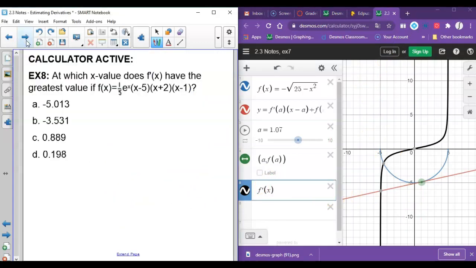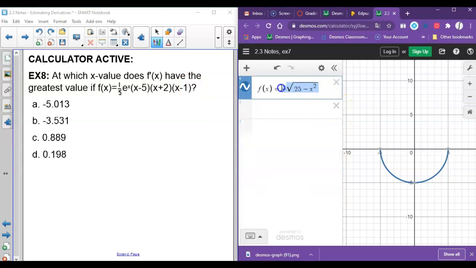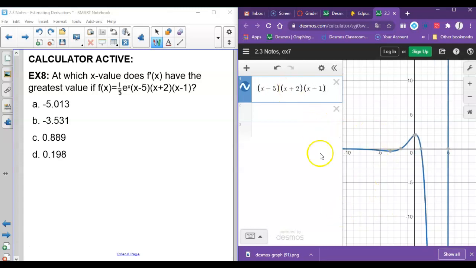All right, I've got one more thing that I want us to do, and we're going to use Desmos for this one also. This is a calculator active problem, and it says, at which x value does f prime of x have the greatest value? If f of x equals 1/5 e to the x, and all of this stuff right here. So I'm going to go over here to Desmos, and I'm going to graph this function. So I've got 1/5 e to the x times (x minus 5) times (x plus 2) times (x minus 1). And so that creates this crazy looking graph over here.